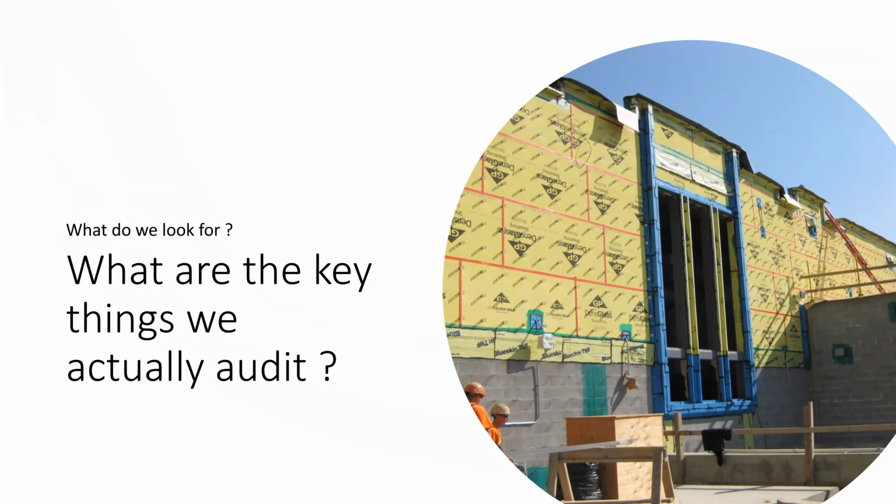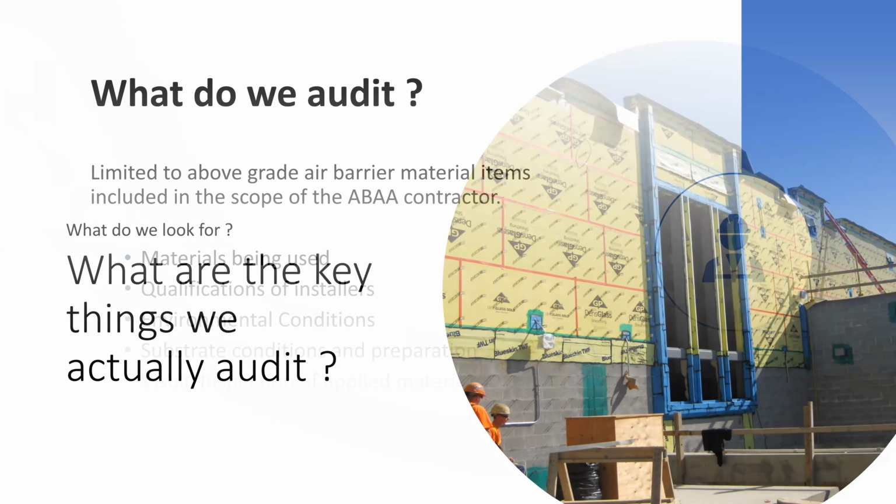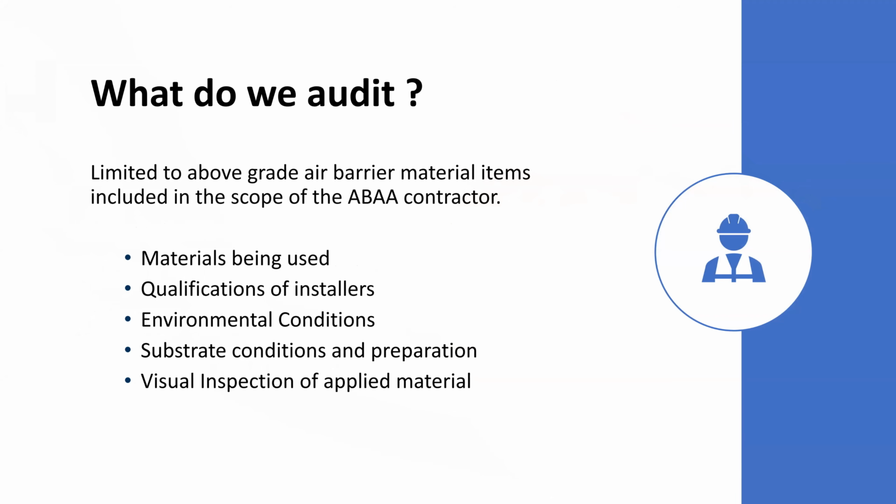So when we're going out to a job site, what are the key things that we actually need to audit? It's going to be fairly consistent from system to system. We want to take a look at the materials being used, and we'll talk a little bit about that. The qualifications, and we need to look at environmental conditions. Substrate conditions and prep, that's a big one, so we're going to spend some time on that.